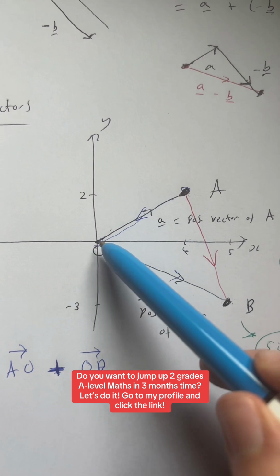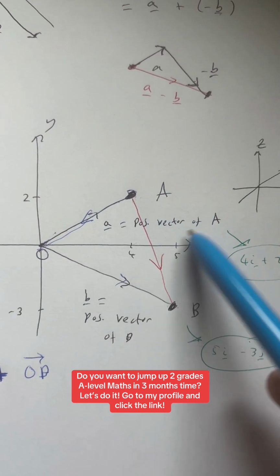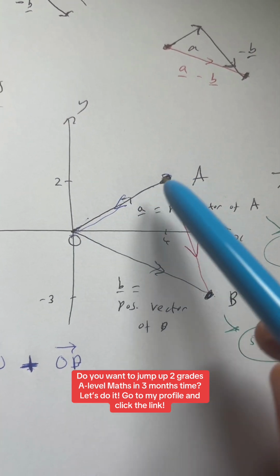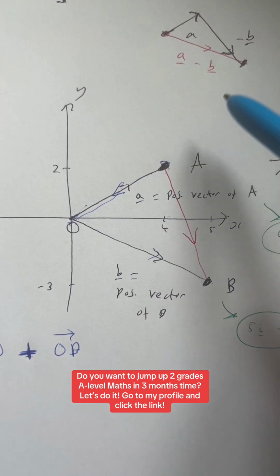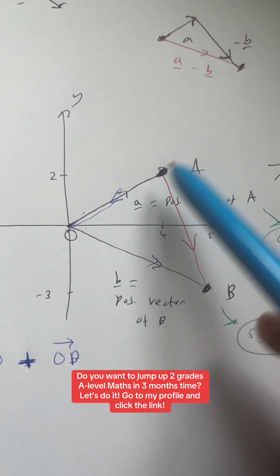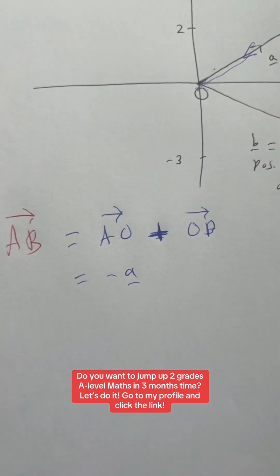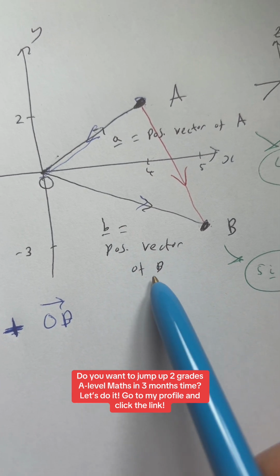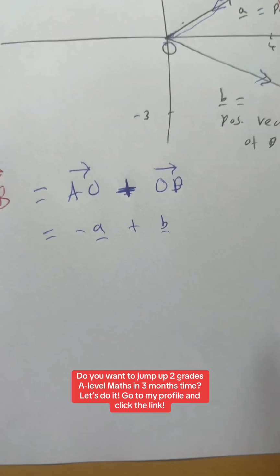Now we know that the origin to A is the position vector of A, and we called that A. So A to O is the opposite of that vector. It's the negative of that vector because we're going in the other direction. So that vector is negative A. Now O to B, that is literally the position vector of B. So we just add on B, so plus B.